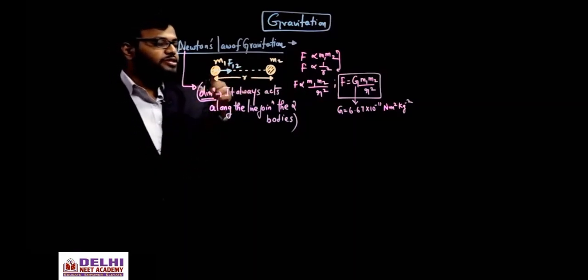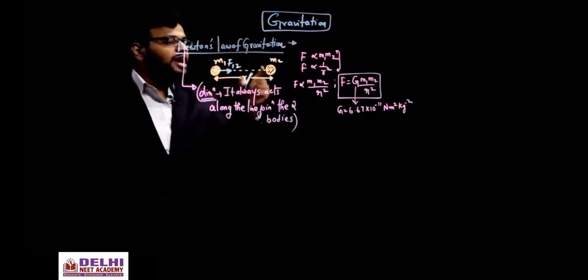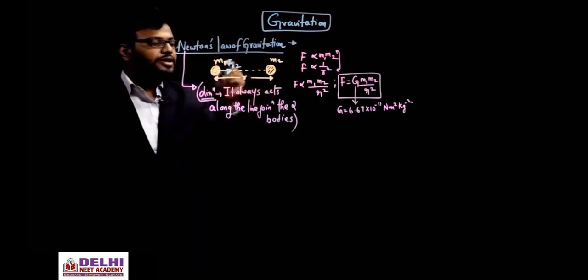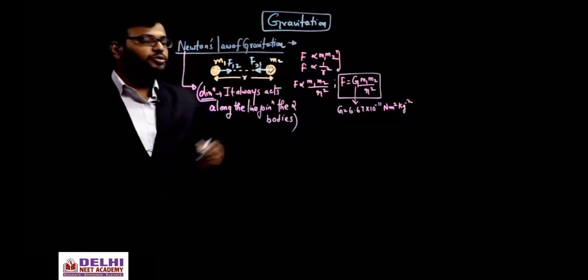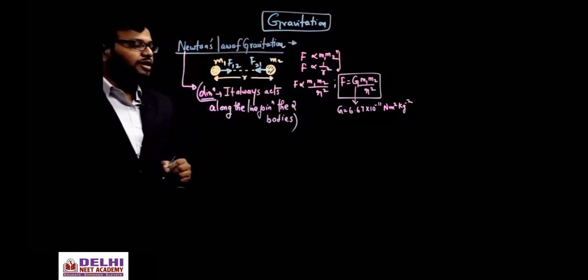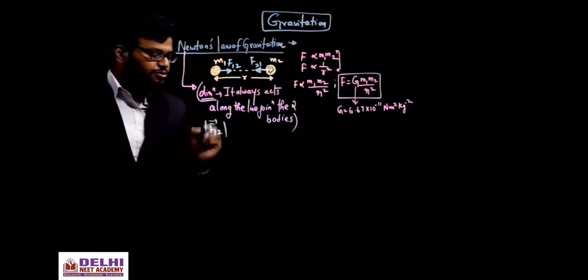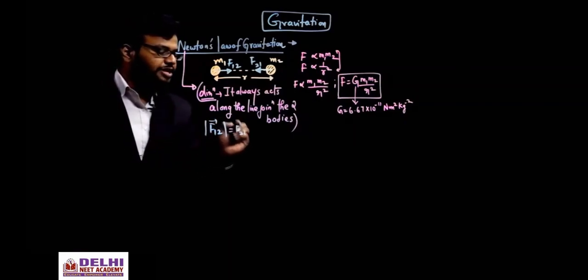Similarly, this also will exert some force on this. What will be the force acting on this body? This body also will try to get attracted, and the force will always be along the line joining the two centers. This is the force acting on body 2 due to 1. And what is the magnitude of F1 and F2? The magnitude of F12 is equal to the magnitude of F21. Both will experience the same force.